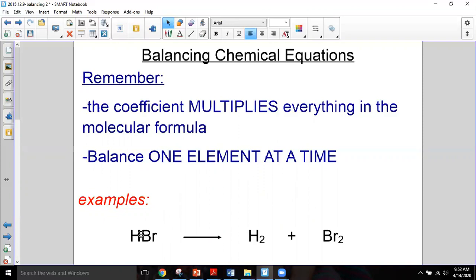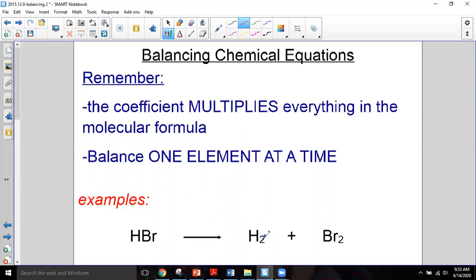So when you look at an example like this, we have a chemical equation where we have hydrogen bromide breaking down, decomposing into its elements, turning into hydrogen and bromine. But if we pick an element, we can see, for example, hydrogen is not balanced. We start on the reactant side with one hydrogen, and we end with two hydrogens. That's not balanced. Also, we start with one bromine, and we end with two bromines. That's not balanced either.